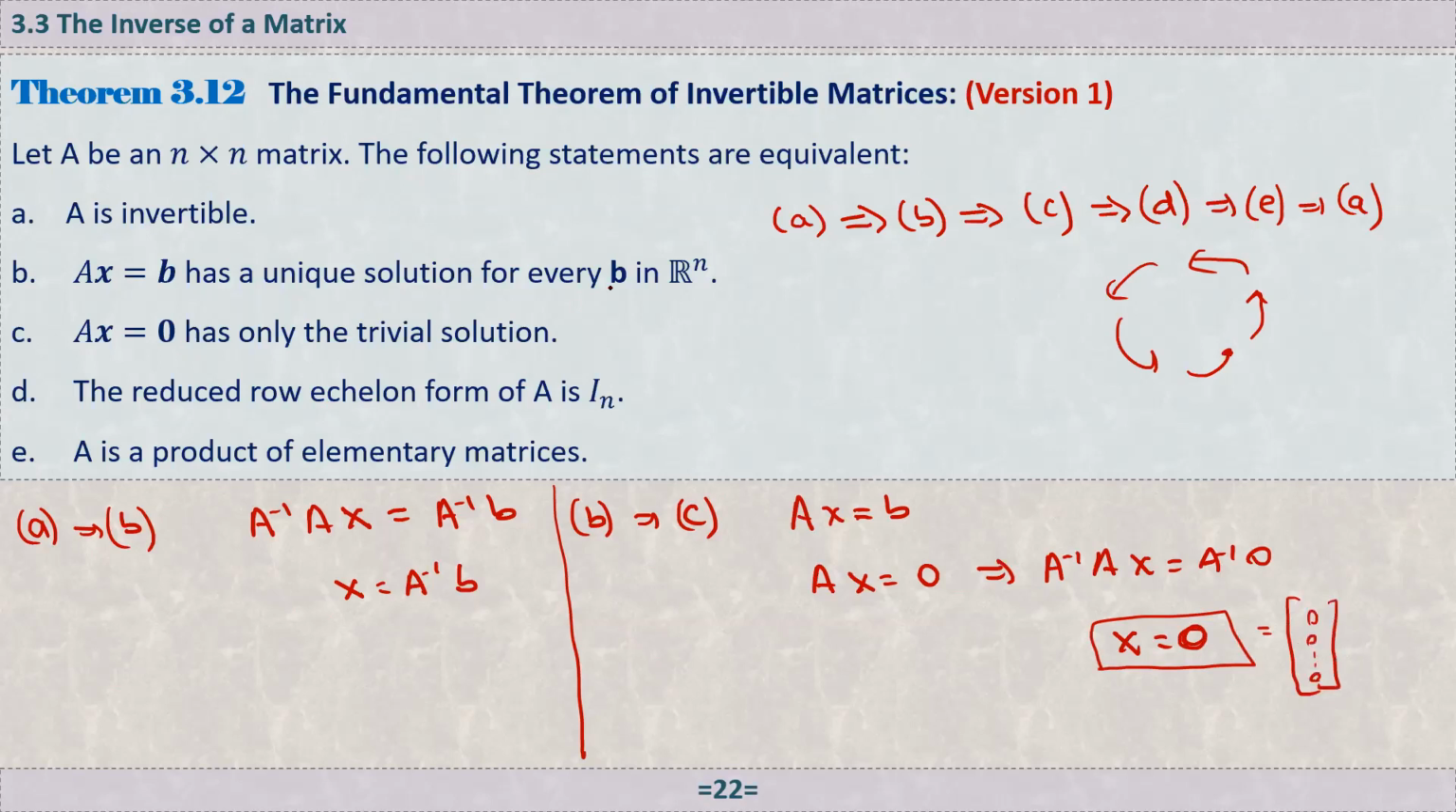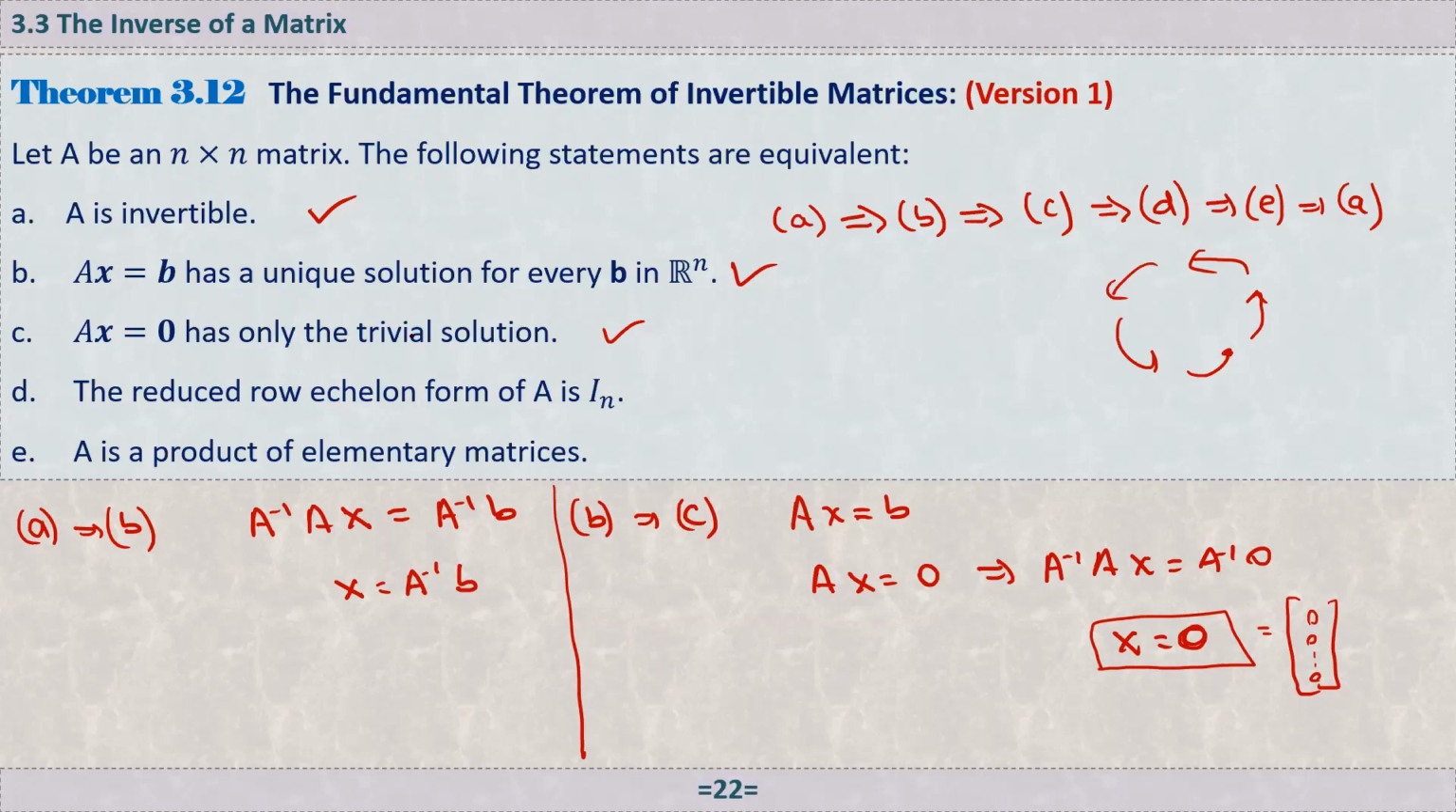Okay, so that's done. Now we have A is invertible, AX equals B has a unique solution for every B in Rn, and AX equals 0 has only the trivial solution. Now we need to show that the reduced row echelon form of A is In. So we are assuming that AX equals 0 has only the trivial solution.